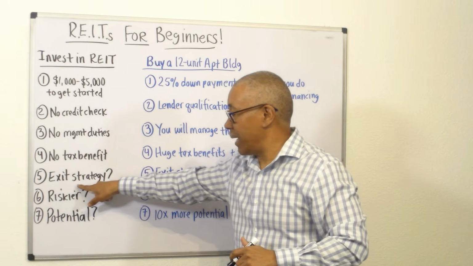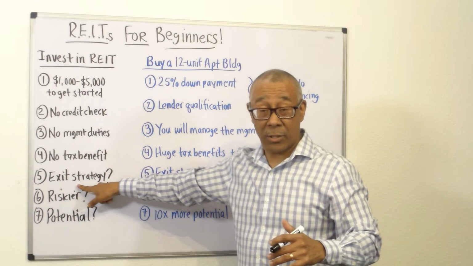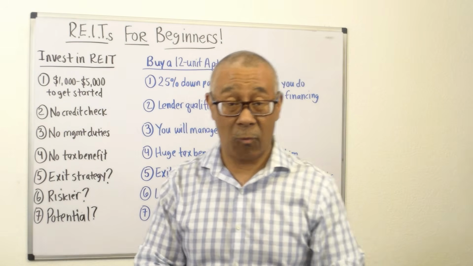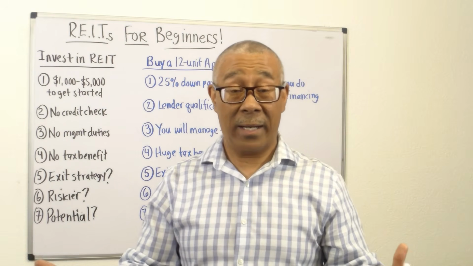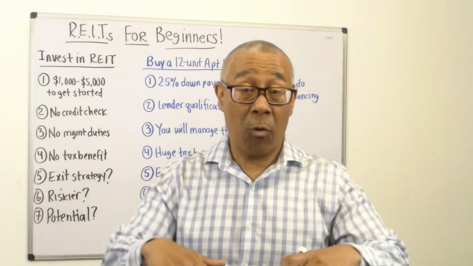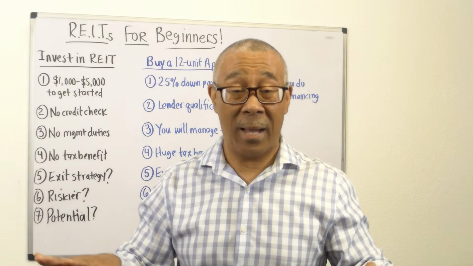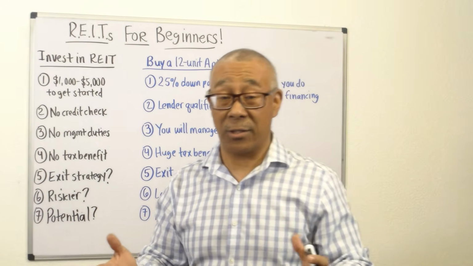Next is an exit strategy. So how do you get your money out of the REIT? Well, two ways. You can wait until the REIT ends and they sell their properties, or you can just go online, get your money out and zero out your balance. So you have two exit strategies.